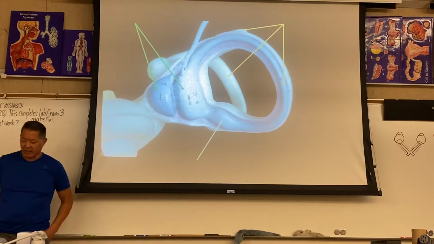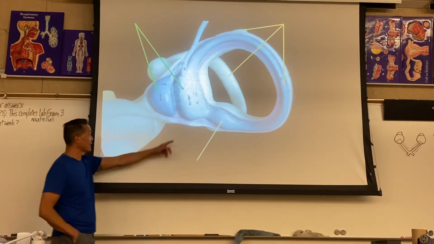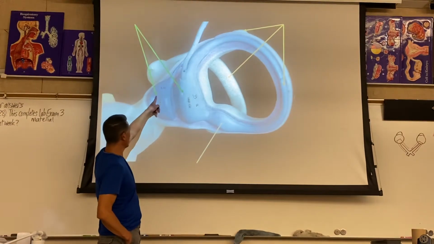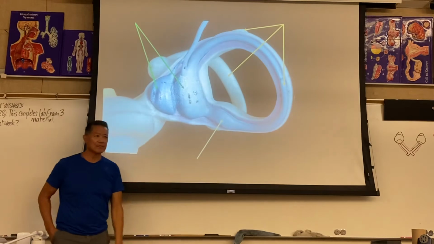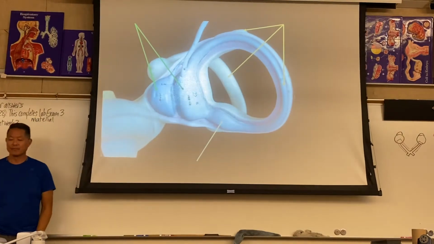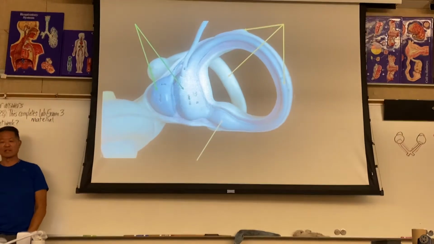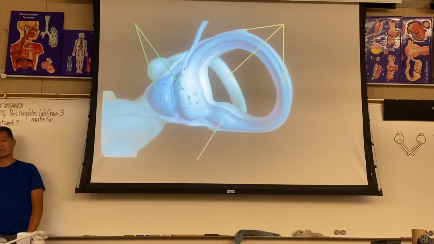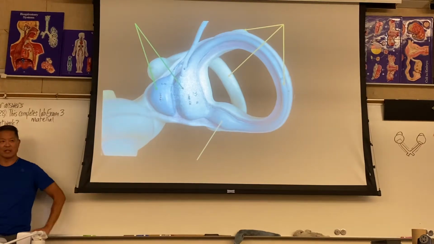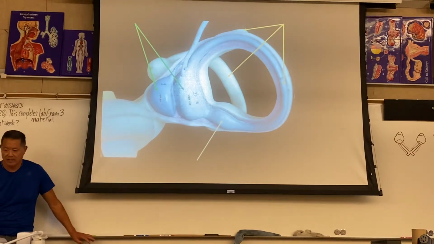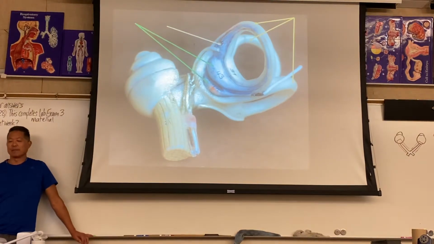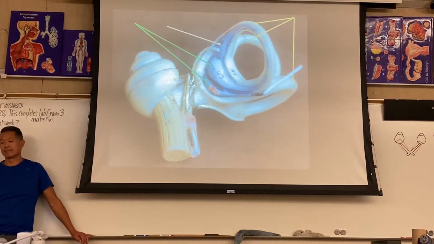Here's the vestibule, but you do have to know that this is the utricle and this is the saccule. Saccule is on the left, utricle on the right. I'm going to teach you a really easy way of keeping that straight.